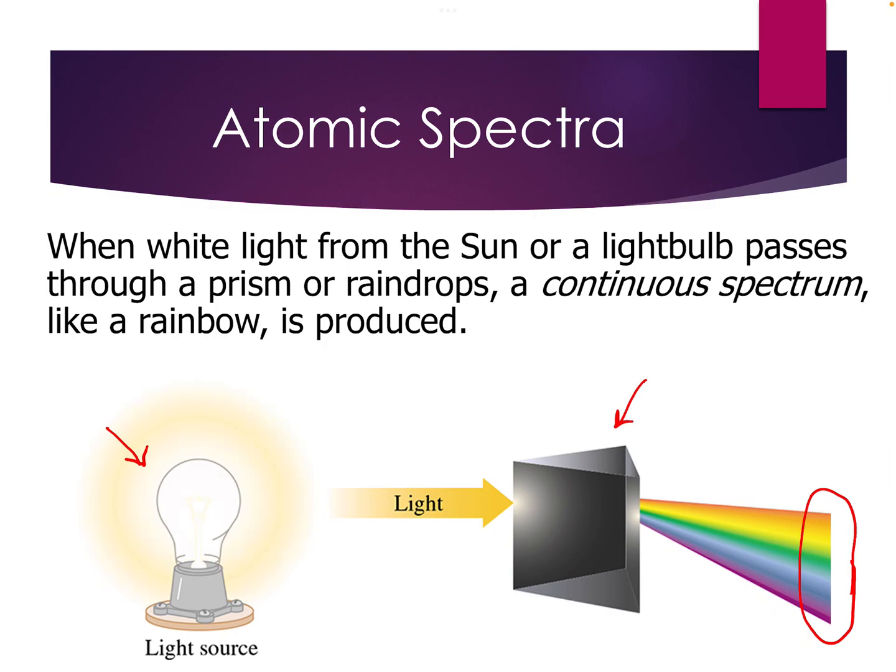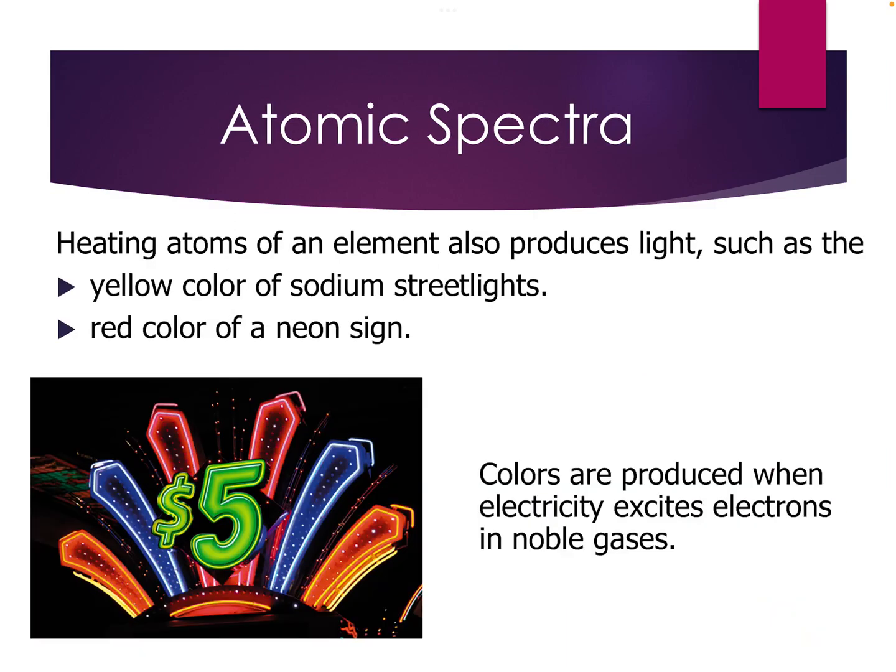The raindrops actually, or any kind of moisture in the air, do the same thing with the light from the sun, which is why we see a rainbow in the sky. Those raindrops are splitting the light into different bands based on the frequency of light, and so we see a rainbow. Pretty cool.